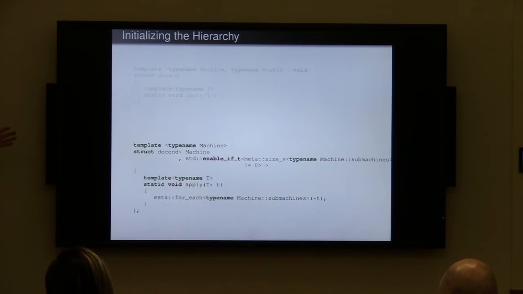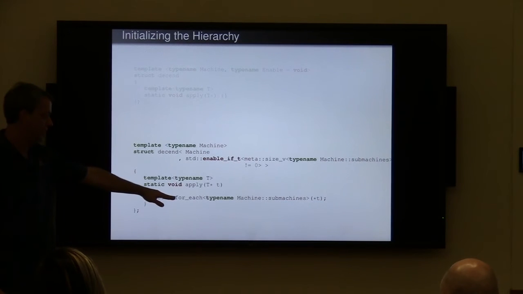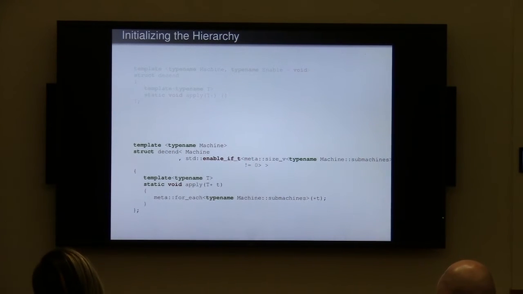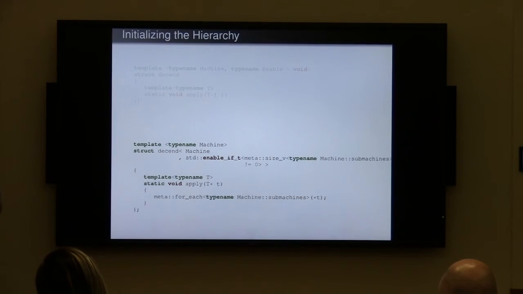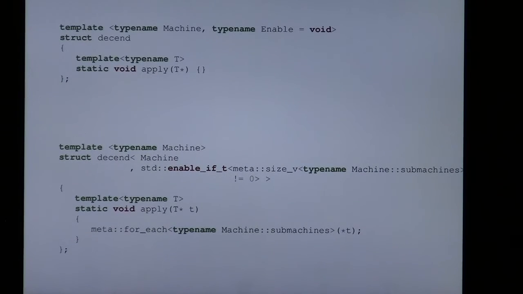And then we're descending again. So what is descend? Well, descend is nothing more than a for each on the submachines. Now, where did these submachines come from? Remember, we had one of those meta lists, whatever that was, as the submachines. And this was just like a type list of the submachines that existed. And then we have to terminate at some point.